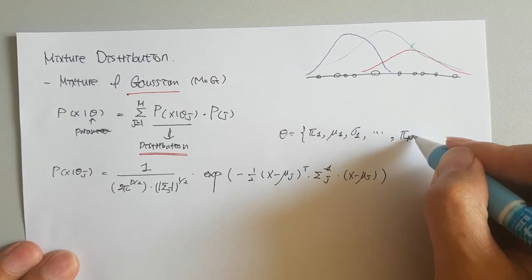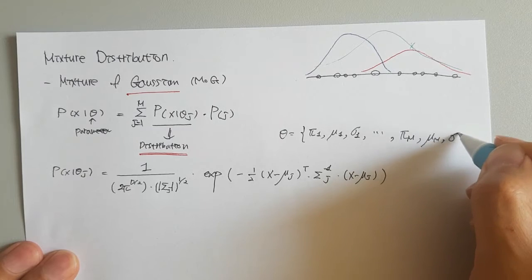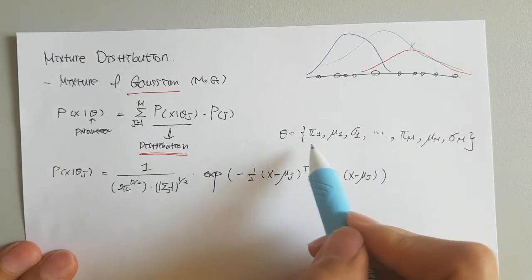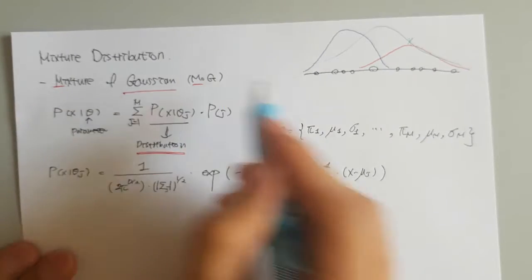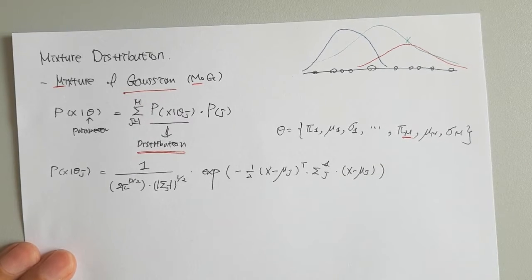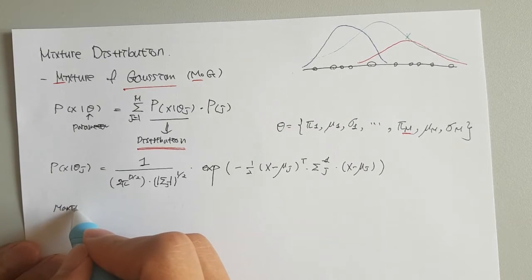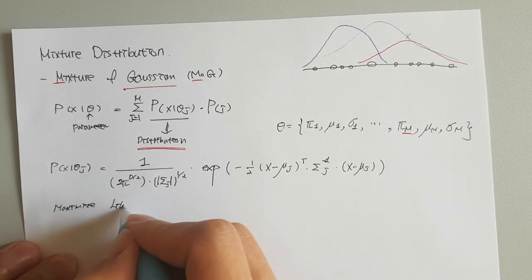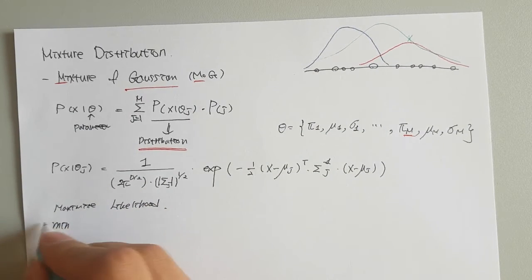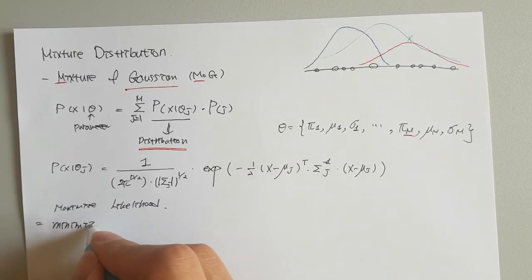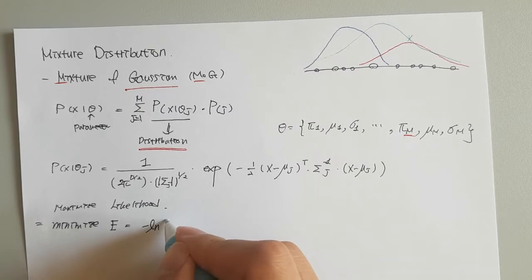And if there are m distributions, then there will be m variables of each, in total 3m. That's why it is a mixture of m. So now we want to maximize likelihood. That means we want to minimize error, which can also be explained as minus log likelihood.